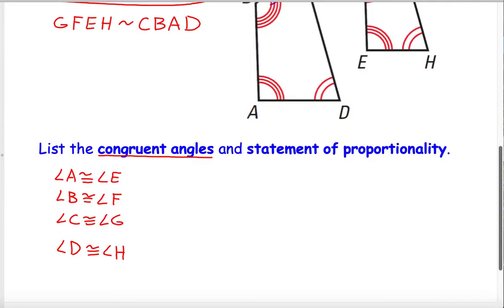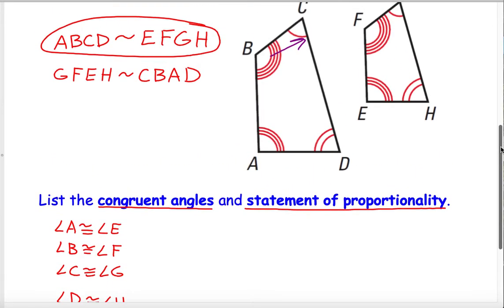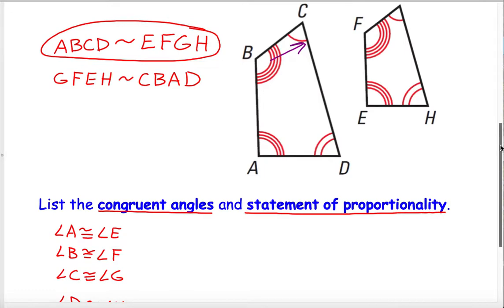The next part says statement of proportionality. Now remember, the opener was a proportion. So we're going to write fractions that are equal. So what I need to do is match up the sides. And the easiest way to do it is, if I'm looking at my similarity statement, I'll just say AB matches up with EF. And then BC matches up with FG. And CD with GH. So I'm just matching up the sides.